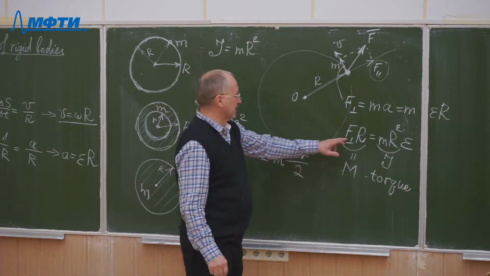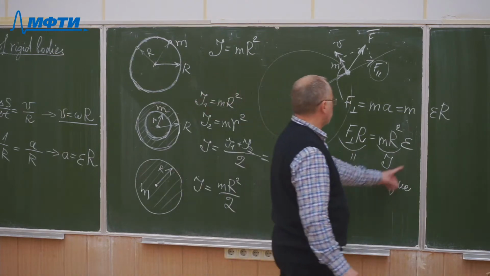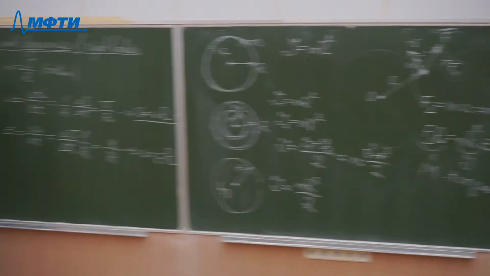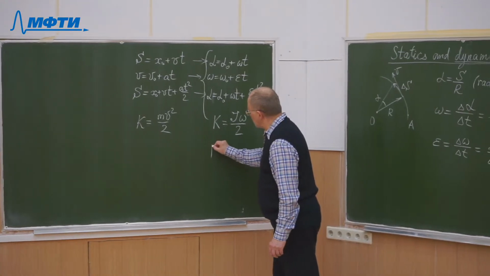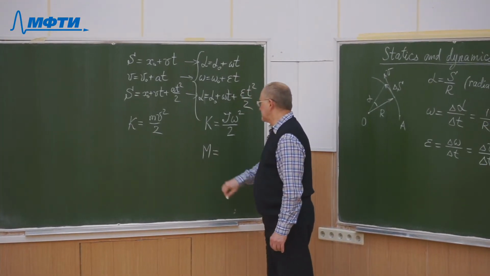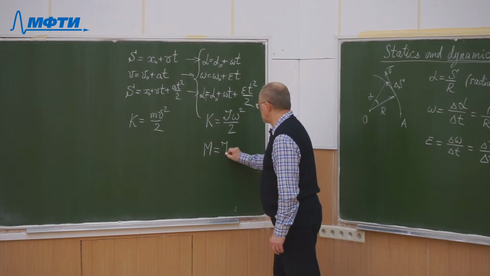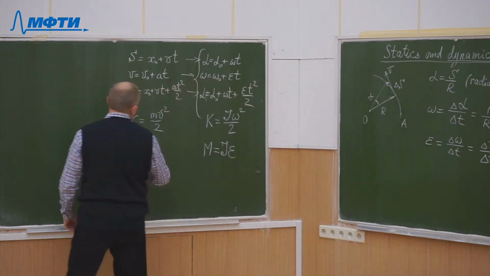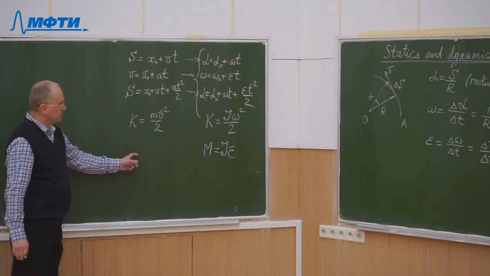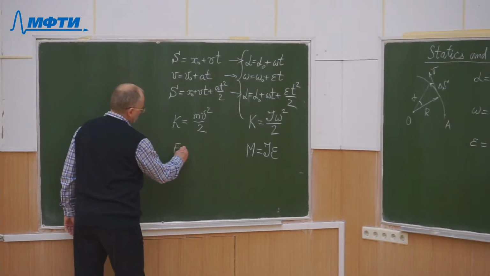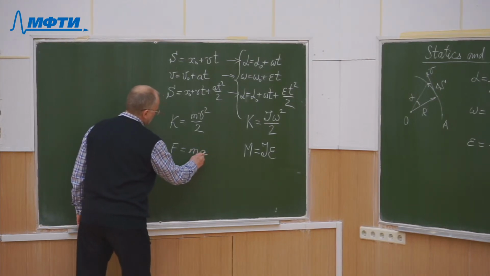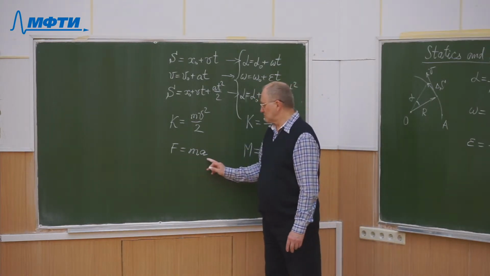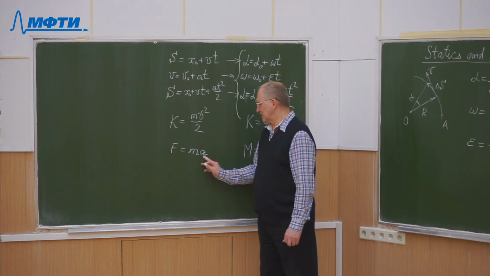A torque of force F. So this equation can be written as, for rotational motion, the torque acting on a body equals its moment of inertia times angular acceleration. And the corresponding formula for translational motion is the force equals ma, mass times acceleration. That is the second Newton's law for translational motion. Force equals mass times acceleration.